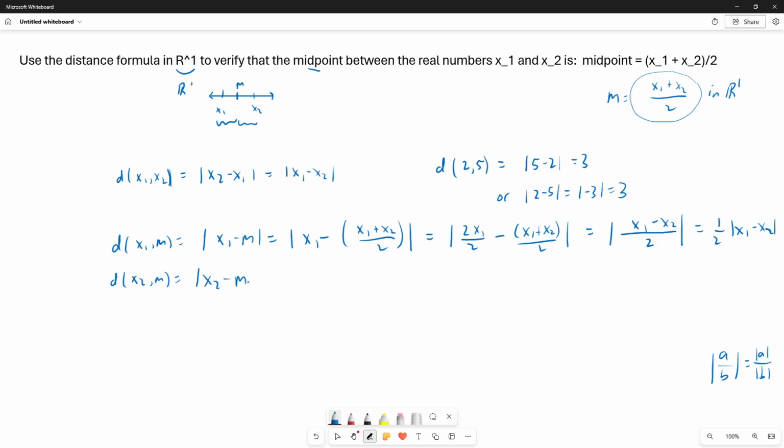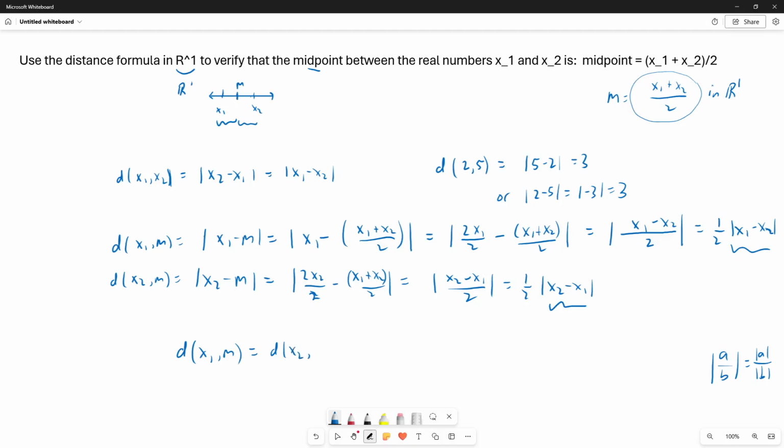So we can do x2 minus m, and that's going to be 2x2 over 2 minus x1 plus x2 over 2, and subtract. 2x2 minus x2 is going to give us an x2, and negative x1, all over 2, and this is 1/2 absolute value of x2 minus x1, and the absolute value of x2 minus x1 is equal to the absolute value of x1 minus x2, and so we can conclude that the distance between x1 and m is equal to the distance between x2 and m, and therefore m is the midpoint of x1 and x2.